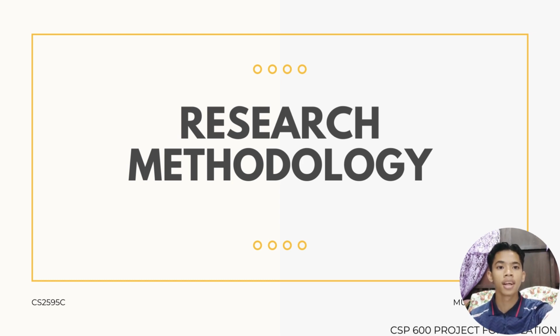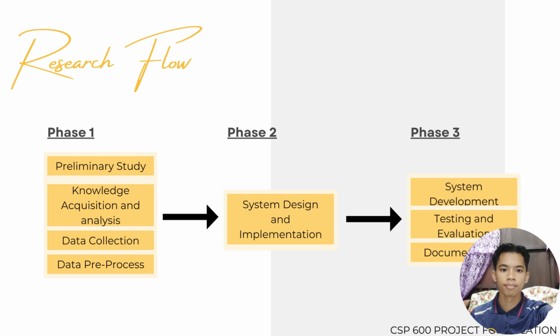The last one, now we are going to the research methodology. This is my research flow for the research methodology. It consists of three phases. The first phase is the preliminary study, knowledge acquisition and analysis, data collection, and data pre-processing. The second phase is the system design and implementation. The last phase, phase 3, is the system development, testing and evaluation, and documentation.